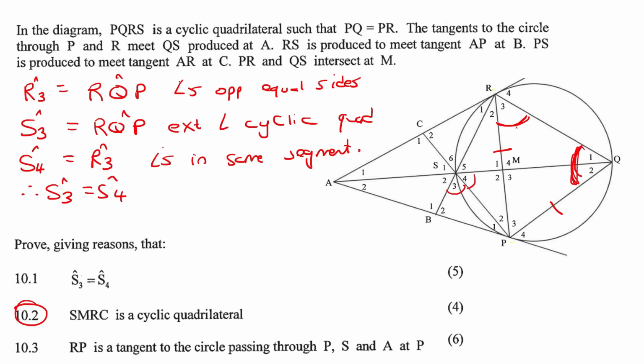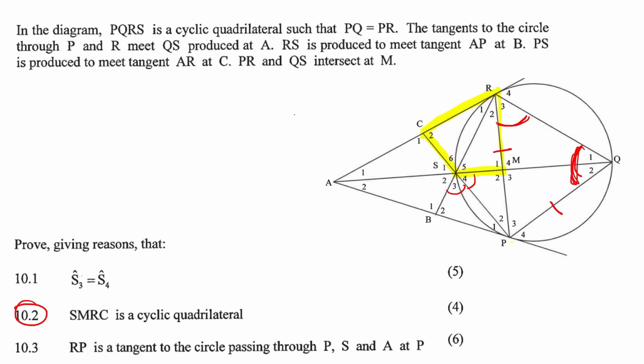Okay, now prove that SMRC, okay, let's just quickly put down that those two are the same, and that's all the same. Okay, so SMRC, prove that that is a cyclic quad. How do we prove something's a cyclic quad? Well, 3 methods. Number 1, either you can prove that the opposite angles add up to 180. So that's opposite angles equal 180.